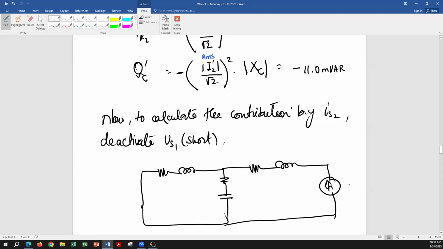So that's going to be your circuit. IS2, XL2, R3, R2, XC, R1, XL1, and of course this is node A that we assigned in our original circuit.